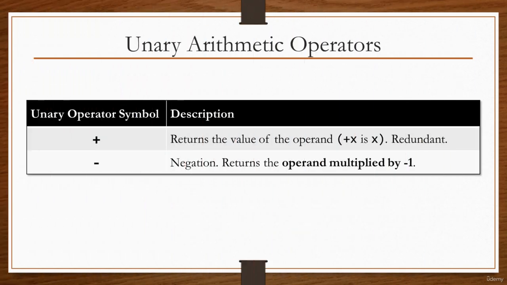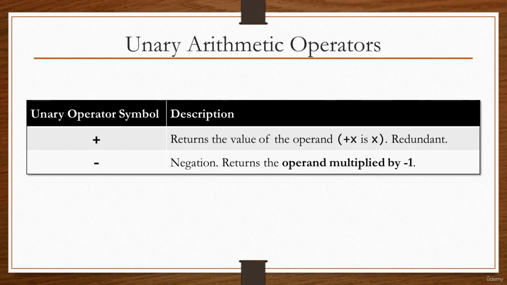With the unary arithmetic operators, we are mainly concerned with the unary minus operator. The unary plus operator is going to return the value of the operand. In other words, if you have some variable x and you do the unary plus operator followed by that variable x, then that is going to return the value of the operand back again, in this case x. So this is redundant.